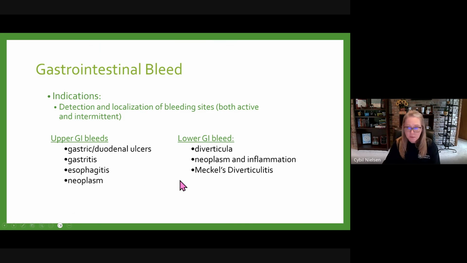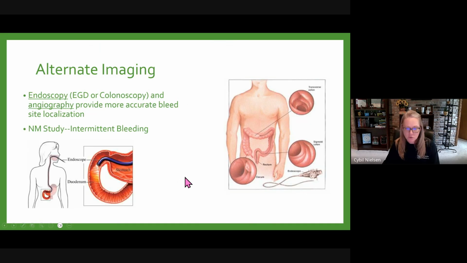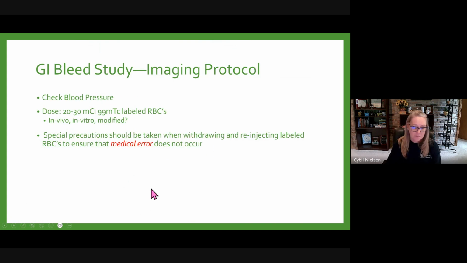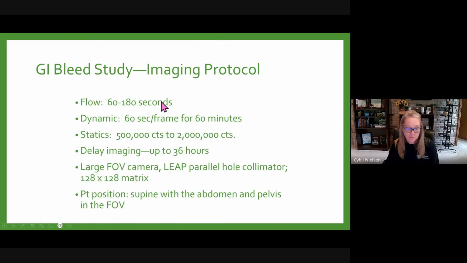All right, GI bleed. So GI bleed, we talked a little bit about last time. We're going to use Tec labeled red blood cells, and we're just looking to see if the bleeding is outside of the great vessels. 20 to 30 millicuries. You want to check your patient's blood pressure, because if they are internal bleeding, that could cause their blood pressure to go down.